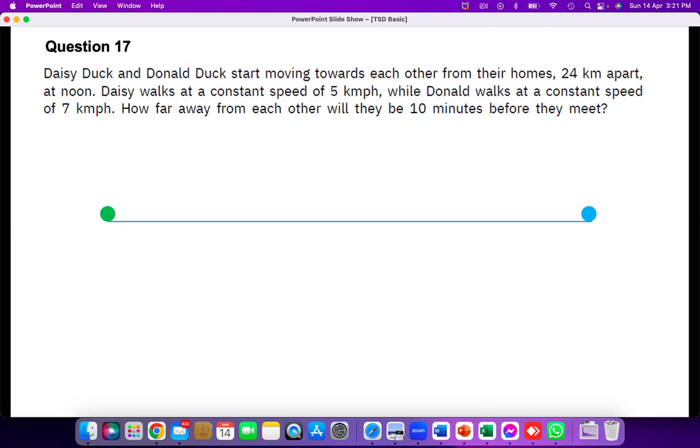Done? First calculate the time taken by them to meet, and then subtract 10 minutes from that. See how much distance is covered by each of them in that time. Simple.